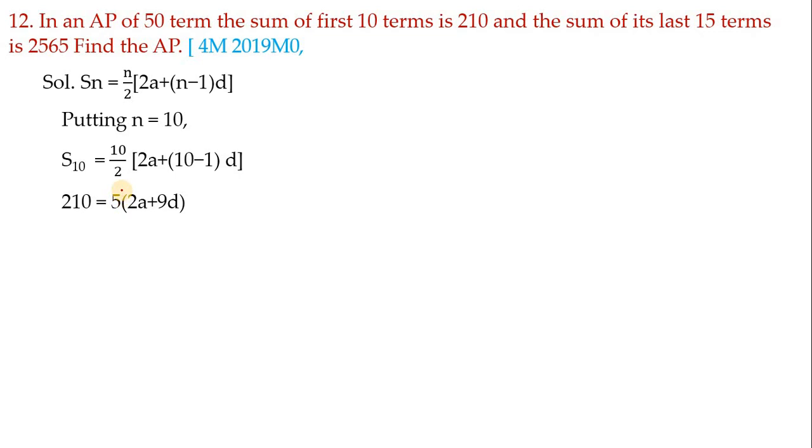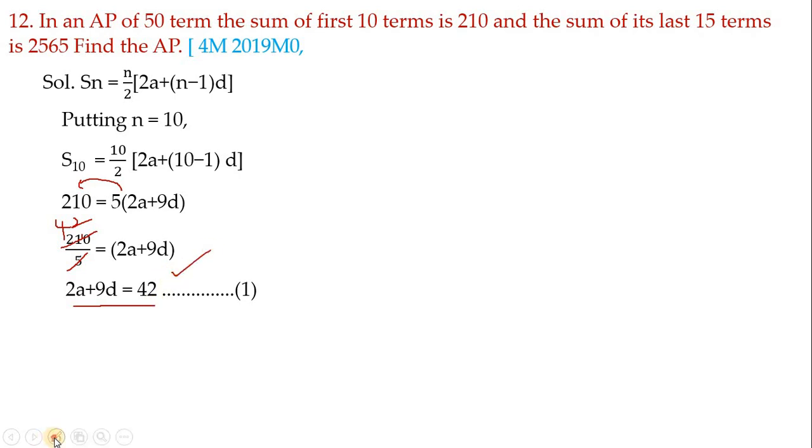For the next step, this multiplication 5 is transferred to this side. So we get 210 by 5 equals 2a plus 9d. Let me divide this. 5 ones are 5, 5 fours are 20, 1 is remainder, 1 take here, 10 will be there. Next, 5 twos are 10. So we get 2a plus 9d is equal to 42. And this you call as equation number 1. See, by using this statement, sum of 10 terms is 210, I have formed an equation.